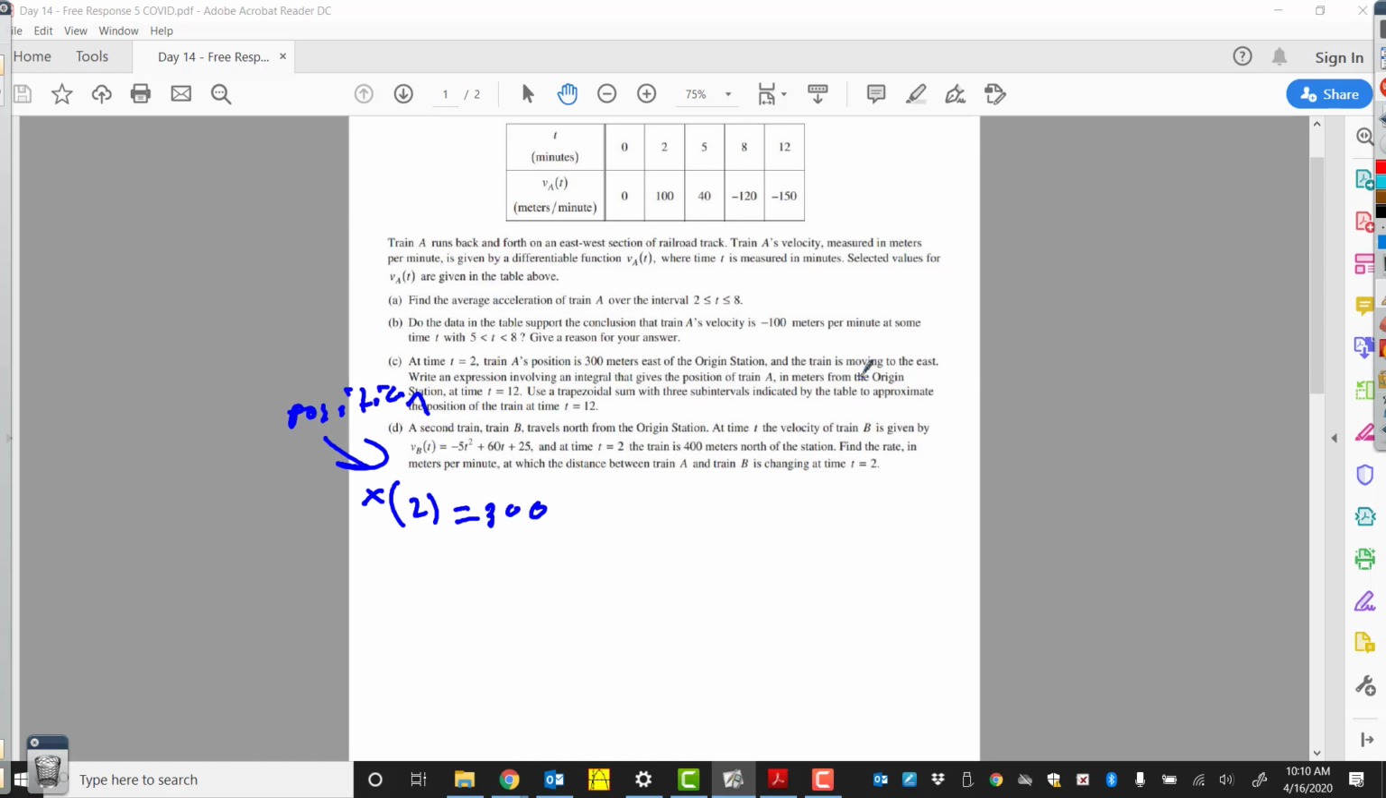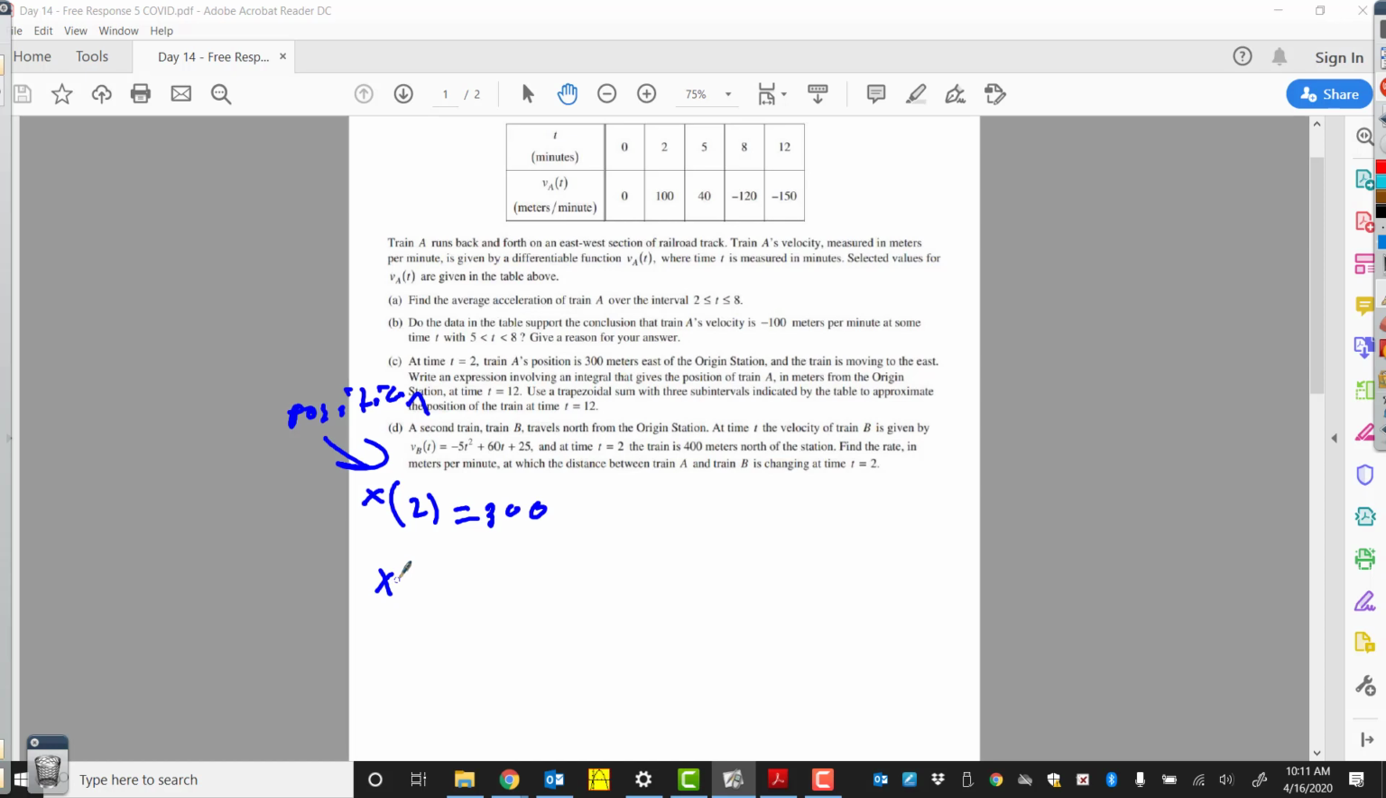Well, we know it's moving to the east at that time. So that makes sense. Positive velocity means we're moving to the east. It's already in the east. We need an expression involving the integral that gives the position of the train. Well, remember, the position has to be the integral plus its starting position. So we can go ahead and get that part done.